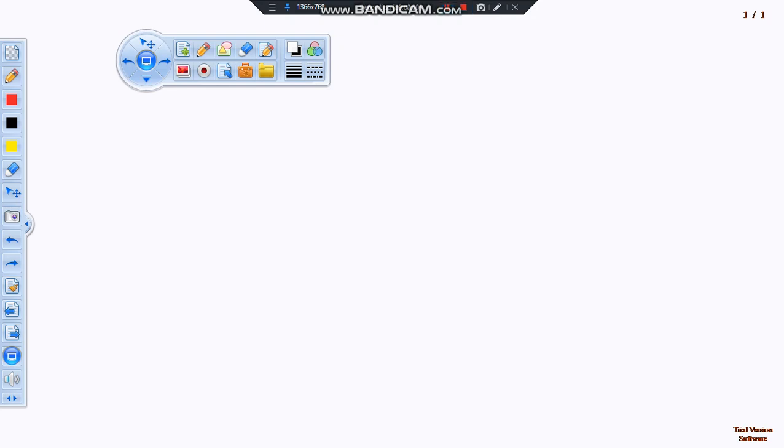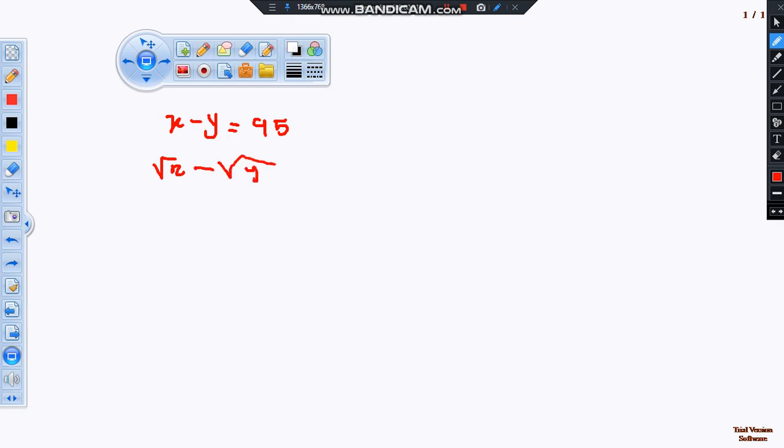Hello everyone, how's everything? This is the equation and we need to solve it. For example, here you have x minus y equals 95, and the other equation: the square root of x minus the square root of y equals 19. We need to solve these two equations.